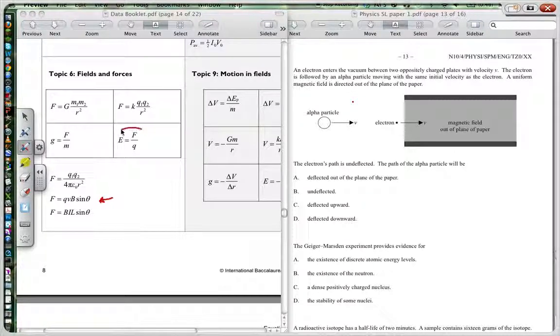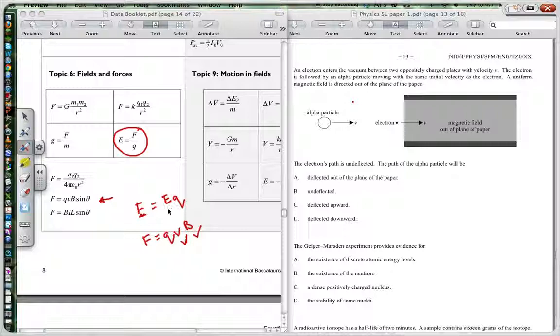We're going to use this formula over here, where F is equal to E times Q, electric field, and also that F is equal to QVB sine of theta. This is the angle between them, all seems to be 90 degrees, so we don't have to worry about that. Now they've got the same velocity, they've got the same magnetic field strength.